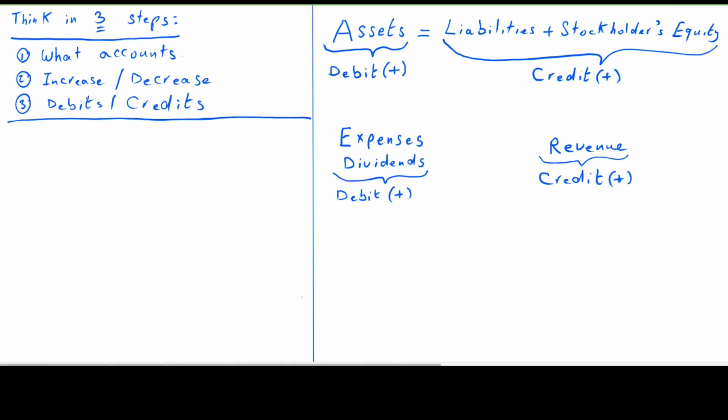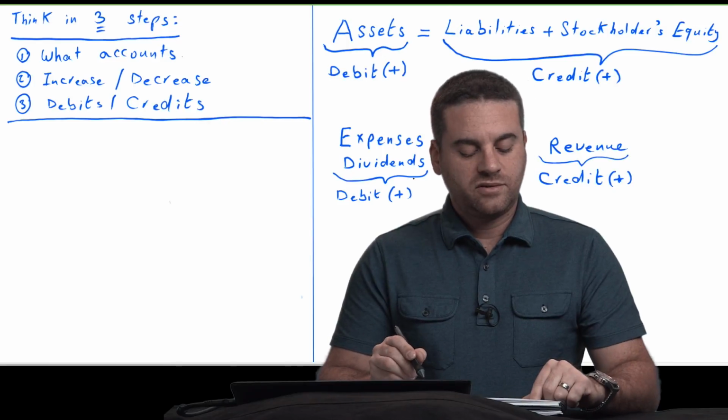Step number 3, based on what we learned here, we have to decide if that account has to be debited or credited. It's based on where that account is classified. If it was an asset account and we know that it's going to increase, that means we're going to debit that account. So we will use the formula that we have here on the right side. Okay, so let's go back to those transactions.